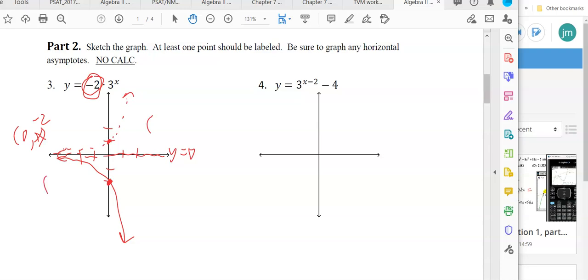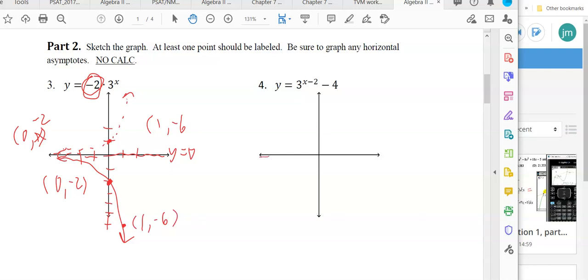If you want to get another point, maybe plug in 1. Obviously one point there is 0, negative 2. So if you plug in 1, that would be 1 comma negative 2 times 3, which is negative 6. So if you go all the way down, 1, 2, 3, 4, 5, 6. So I guess 1 comma negative 6 would be an extra point that you could plug in and get up on this point there.